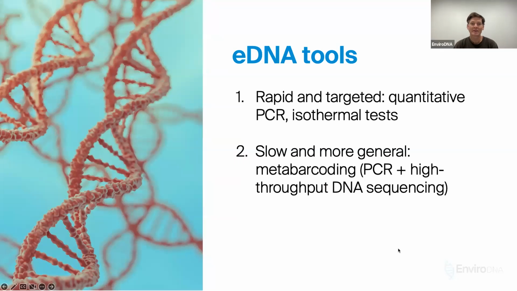the two main tools, I guess, that most people are familiar with and that I'm going to dwell on today are really sort of rapid targeted tests like quantitative PCR, although rapid field-based, sometimes isothermal tests like LAMP and RPA are gaining some really cool uses when the time of result is really, really important. But mostly I'll be talking about qPCR today. The same sort of results can apply to outputs of isothermal tests. And then the slower and more general, much more powerful approach of metabarcoding, which is PCR coupled with high throughput sequencing.